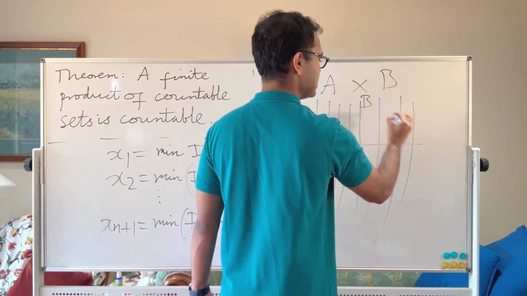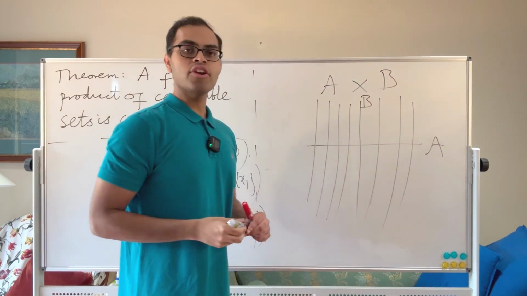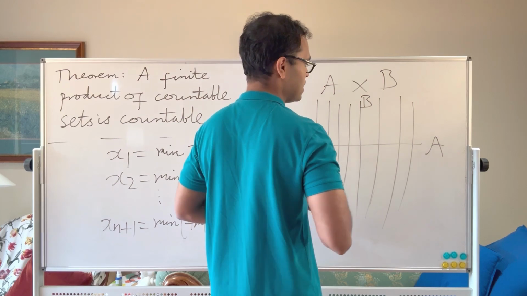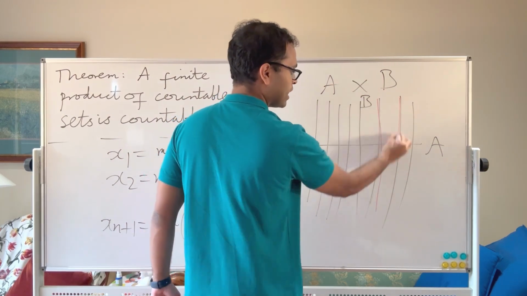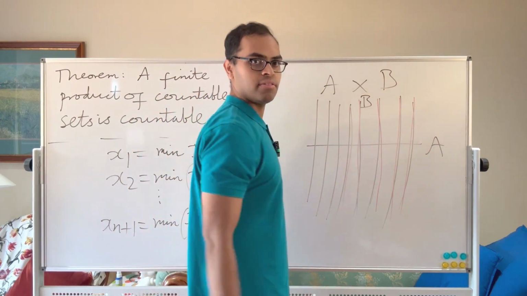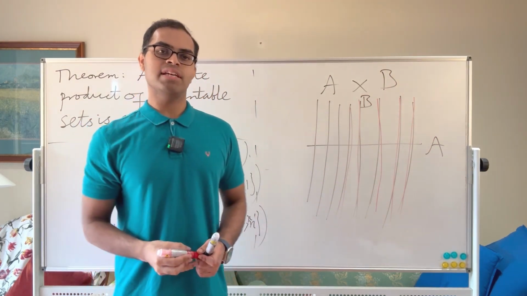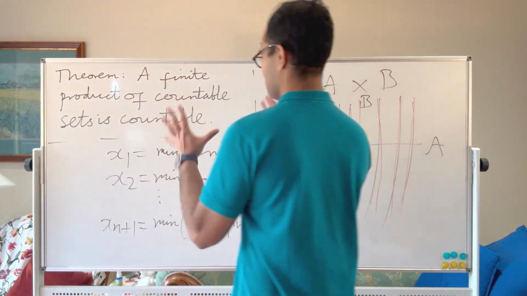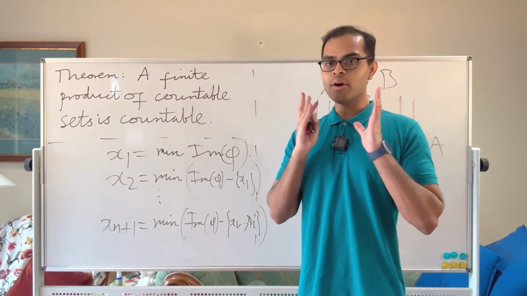If you think of the y-axis as B and the x-axis as A, it's going to be a countable union of these vertical slices. Each of these slices is going to be in bijective correspondence with B, and there's a countable number of them because there's one slice for every element of A, and a countable union of countable sets is countable. That's abstract set theory. But here I love this argument because it's so concrete, it's connecting to prime numbers. I hope you love that too.